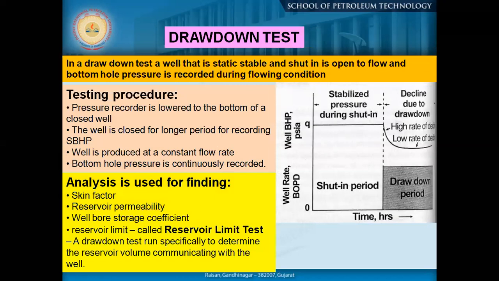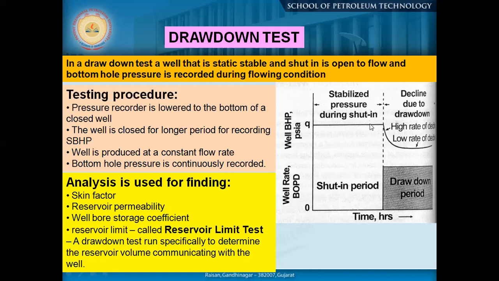Just the reverse of that. In a drawdown test, a well that is static, stable. That means it is static. You are not throwing anything. So if you see the left side of this diagram, you can easily understand that Q is not there. So well rate is 0 here up to the respective period. So that time it is stabilized. Okay. Then what we do, we allow the well to flow.